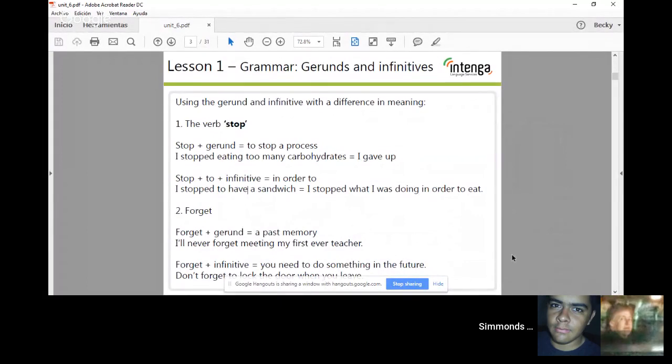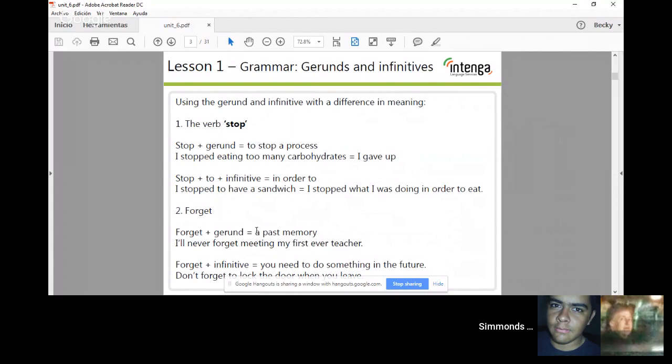Forget. Forget plus gerund means a past memory. I'll never forget meeting my first ever teacher. Forget plus infinitive. You need to do something in the future. Don't forget to lock the door when you leave.